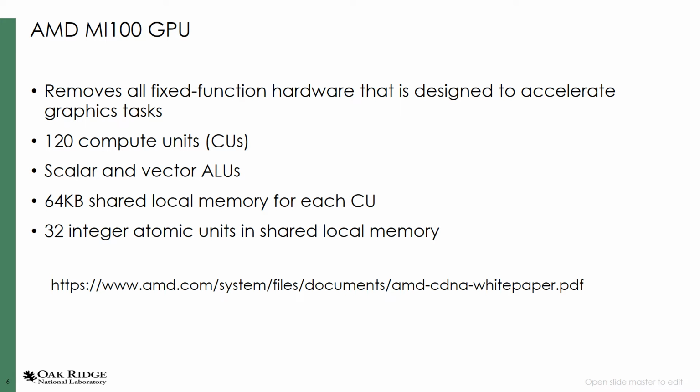This study evaluates the sum reduction on an AMD MI100 GPU. According to the white paper, the GPU replaces hardware resources for graphics tasks with more compute units for high-performance computing. The GPU has 120 parallel compute units. A compute unit is composed of processing elements and memory interfaces.